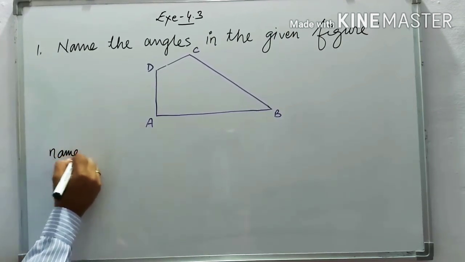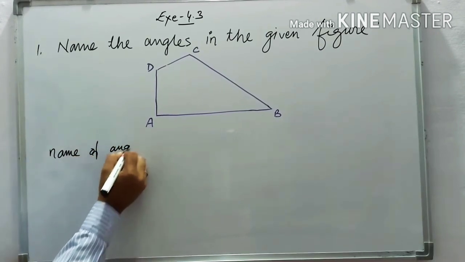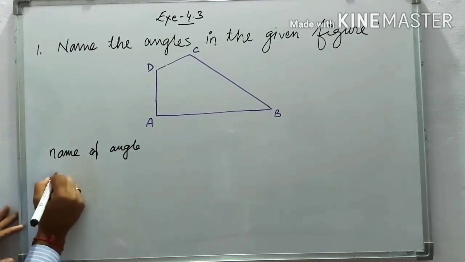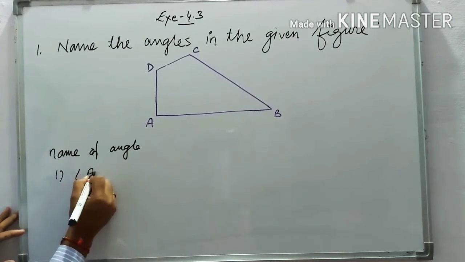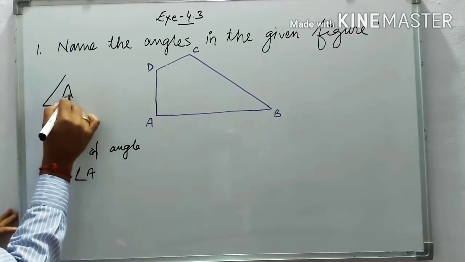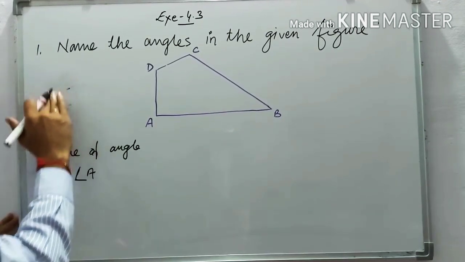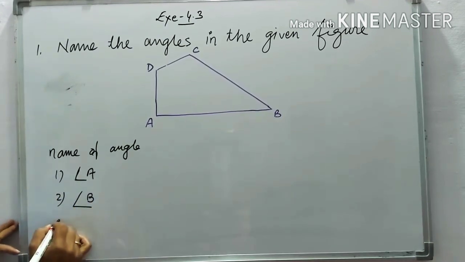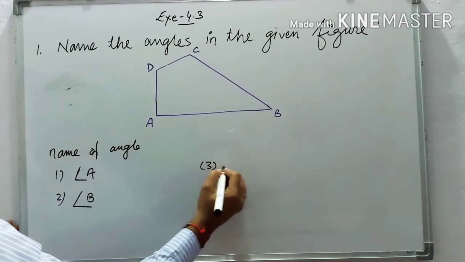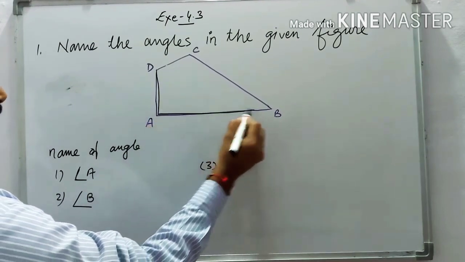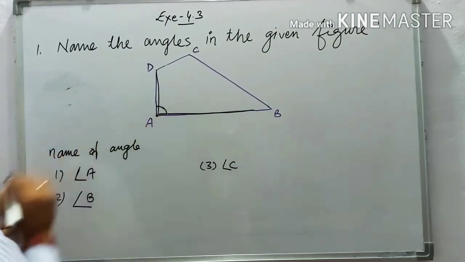The name of an angle can be written in two ways: a short name and a long name. So you write angle A, using the sign of angle, and write the name of the angle between. The second is angle B, and the third is angle C, because two rays join at the point A. The first is angle A.